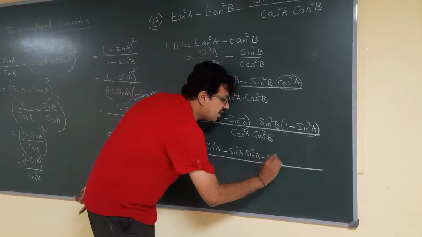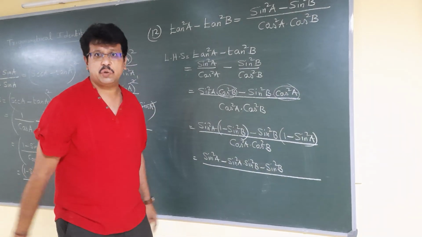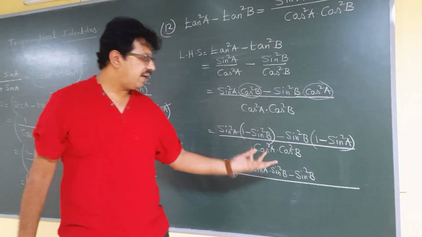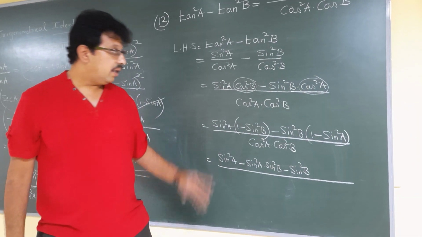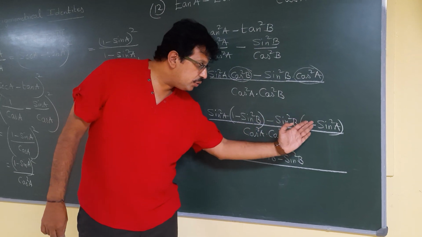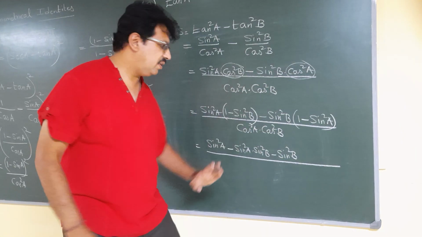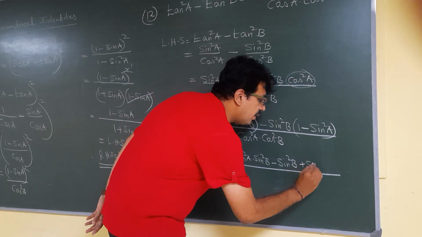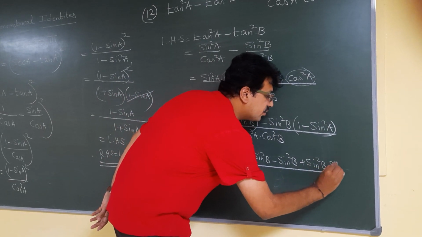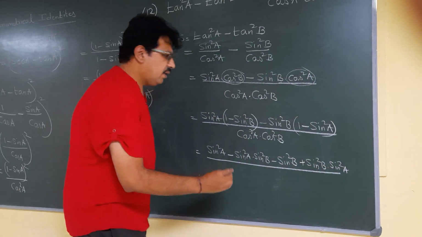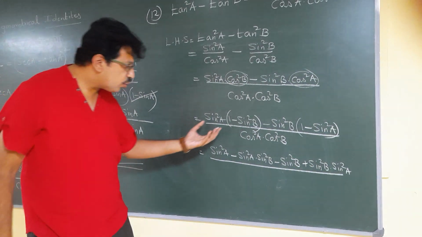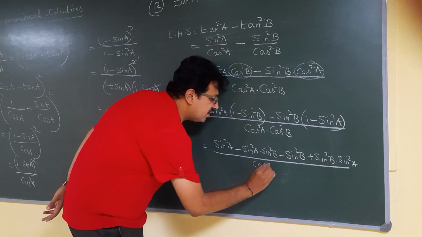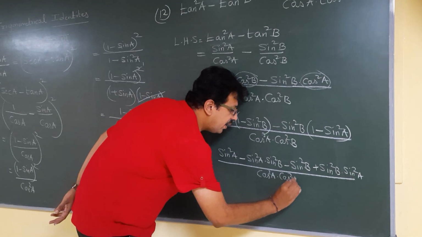Minus sin square B, children, we have to be very careful with this also. Many of them will make mistakes here also. Minus into plus, they write something like plus. That's wrong. Now you have to be very careful here. Minus into minus is plus. And you should write sin square B into sin square A. I hope you are clear, children. We just open the bracket and simplify it. And the denominator will be written as it is, cos square A into cos square B.